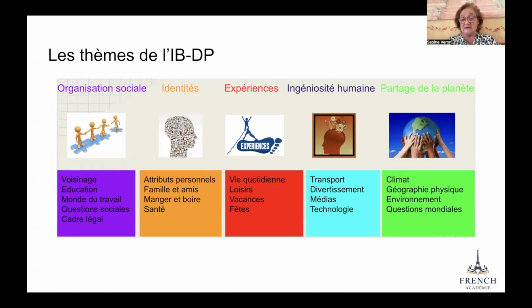There are 5 themes in the IBDP that relate to all the aspects of the course, whether it's writing, speaking, oral comprehension, or reading comprehension. The 5 themes are organisation sociale, identité, expérience, ingéniosité humaine et partage de la planète. You've probably talked about that with your teacher. You can have a look at that slide for different subtopics for each theme. The theme in the speaking assessment is really important because you need to refer to it. You need to understand why that picture is related to that theme and develop your ideas based on the theme.